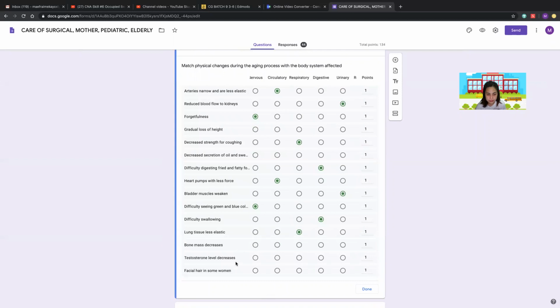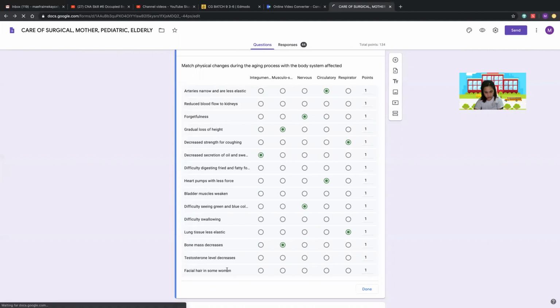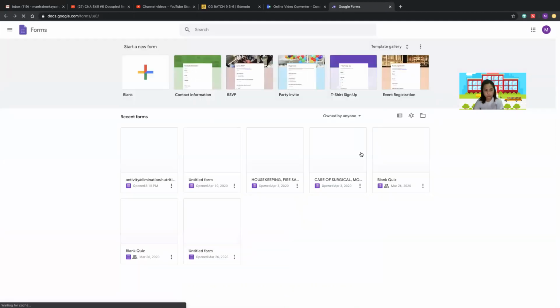Then testosterone level decreases, so this will be reproductive. And facial hair in some women, it will be reproductive. It will not be integumentary. Why? Because it is caused by a hormonal change in the reproductive organs. That's why the facial hair in some women is changing also. That's why it will be reproductive.